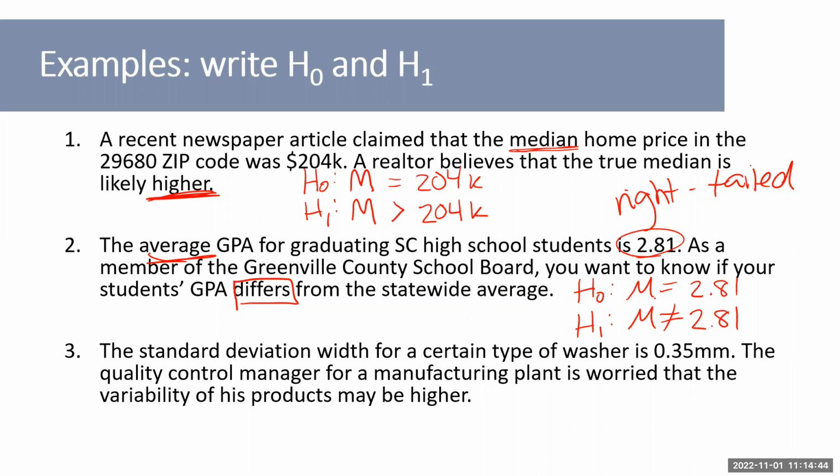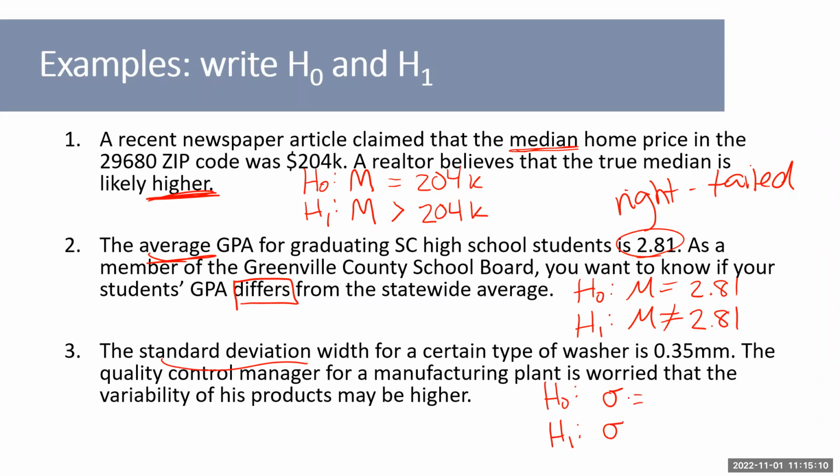Okay. Let's do the same thing in number 3. The standard deviation width for a certain type of washer is 0.35 millimeters. The quality control manager for a manufacturing plant is worried that the variability might be higher. Okay. So we have our null and our alternative. We're dealing with the standard deviation here. Again, we won't perform these tests.